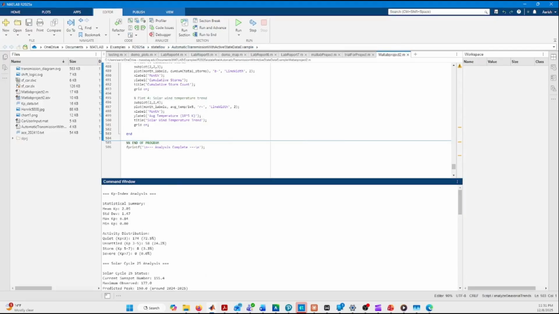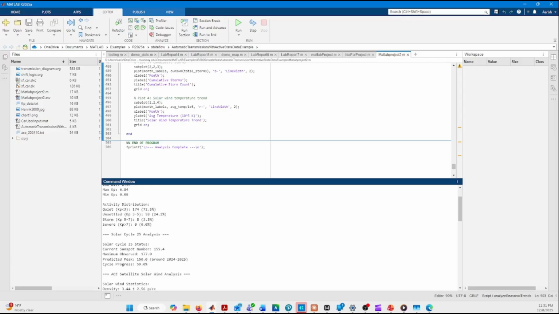My program also gives a statistical summary of the mean KP and the standard deviation of it. This year, the max KP has hit 6.84. It's mostly been quiet, at 72.5%. It's been unsettled 24.2%, and it's been a storm for 3.3%, and it has not been severe.